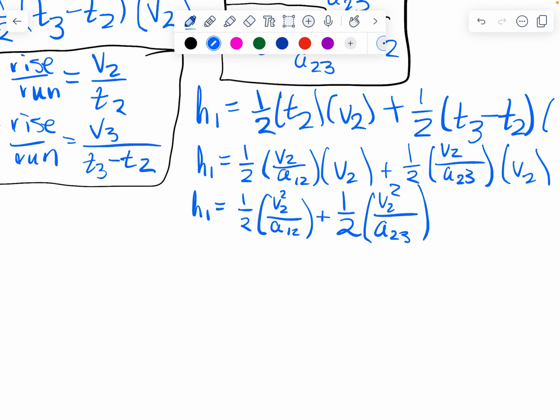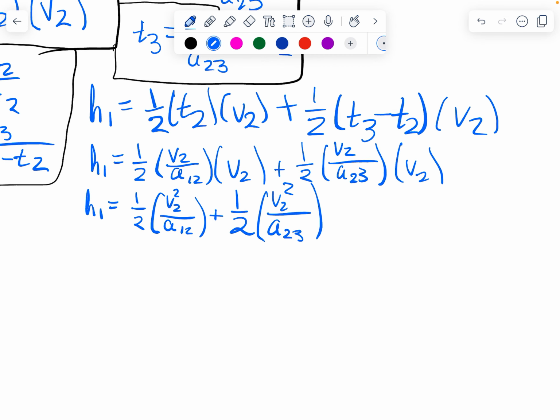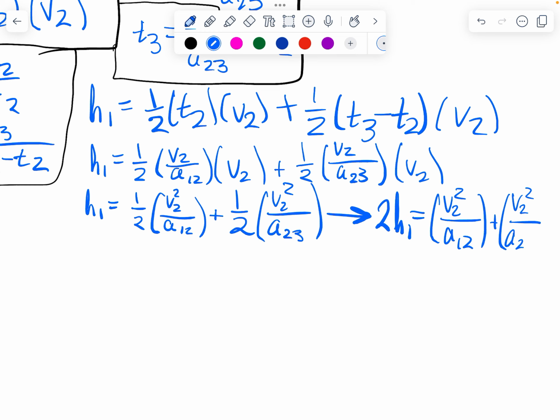And what do we do from here? Well, to try to isolate everything, we're going to multiply by 2 on both sides, right? Because we have 1/2, we want to get rid of that. Okay, so what does that become? Well, I'm just going to write this way to save space. Since we're doing it on both sides, it's going to become 2H1, which equals V2 squared over A12 plus V2 squared over A23.